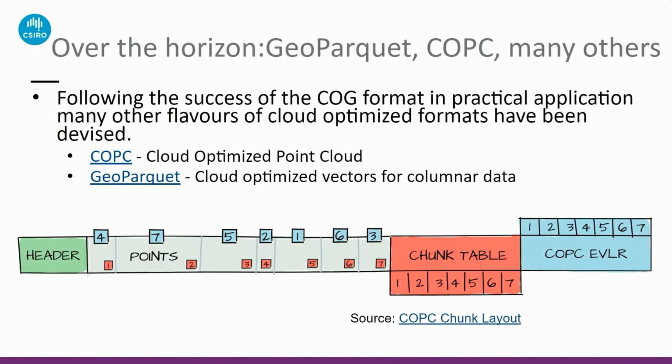Following the success of the COG format, other similar cloud-optimized storage formats have come around, and they follow the same idea. This one shows the approach used in cloud-optimized point cloud, which is used for storing LiDAR data, individual point measurements. You have a header, you have points, you have chunk tables, and you have other metadata attached to it to scale the points as required. For vector data, you have GeoParquet. Parquet is common. If you have spatial attributes attached to that, GeoParquet is for storing spatial columnar data.